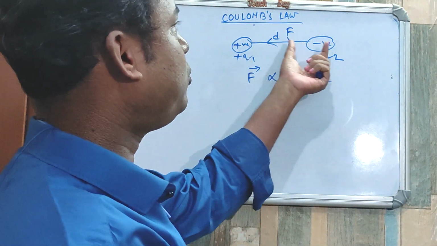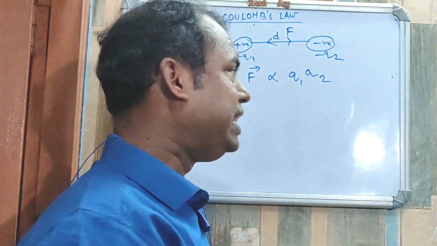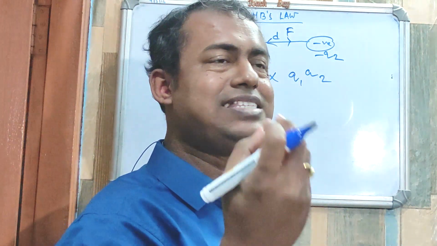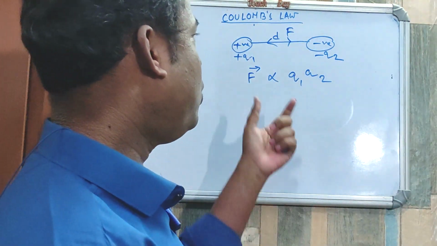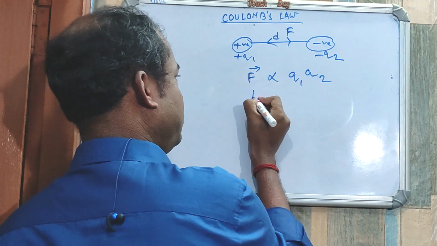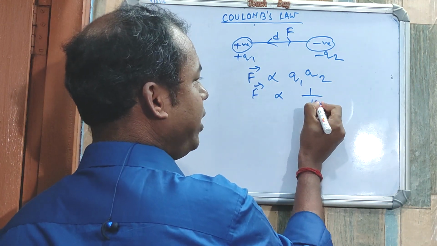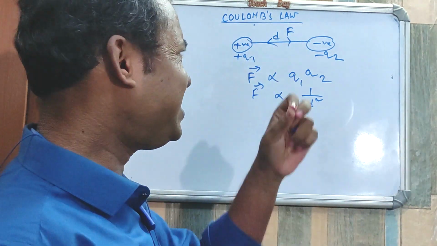When both charged bodies are the same, if both are positive, then obviously a repulsion force occurs, and F can be treated as negative, that is a repulsive force, but here it is taken as a positive force. Is it clear? So F is proportional to Q1 Q2. Again, F is proportional to 1 by d square. Now what is the distance between them? d.